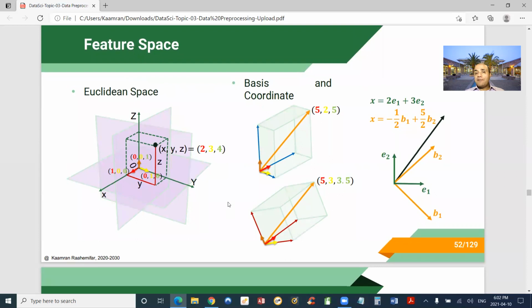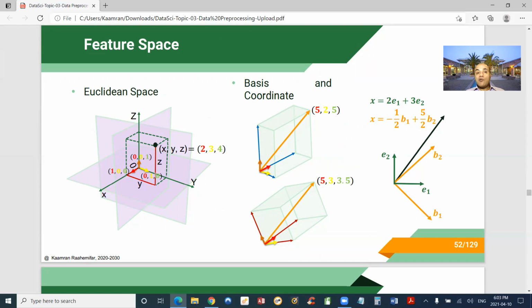We could potentially define different bases, coordinates. Now, if you take a look at the Euclidean space, you have this as your unity vector. You have X-axis, unity vector on the Y-axis, unity vector on the Z-axis, and you have a point X, Y, Z. I would say that is going to be 2 and 3 and 4, for example, right?